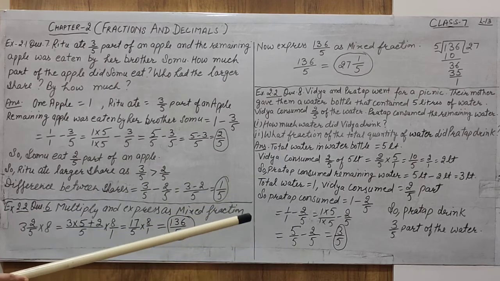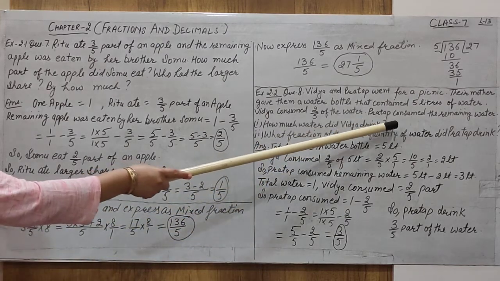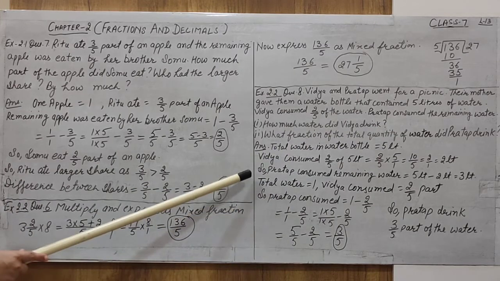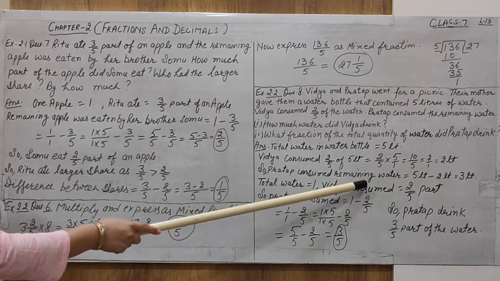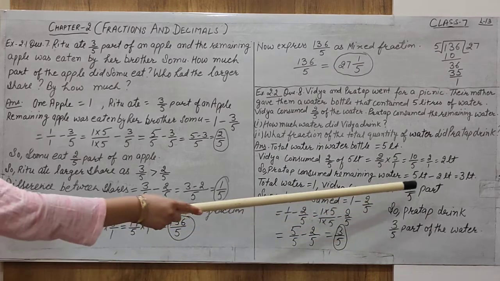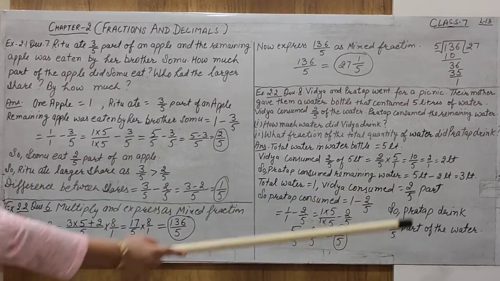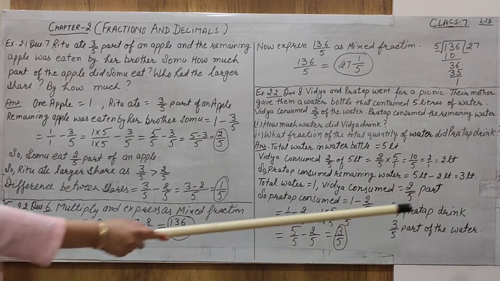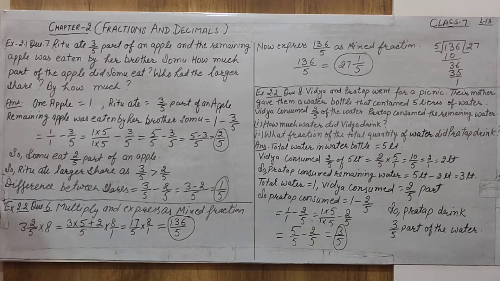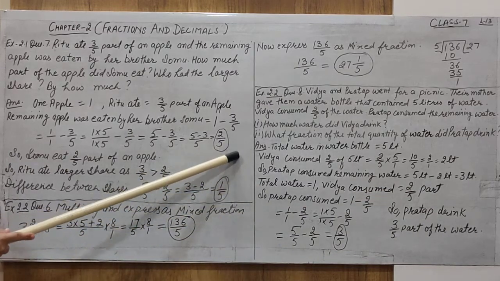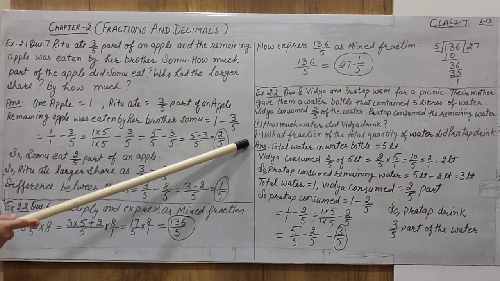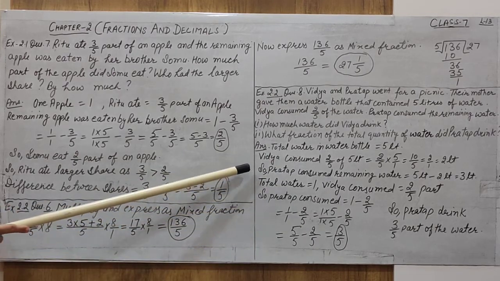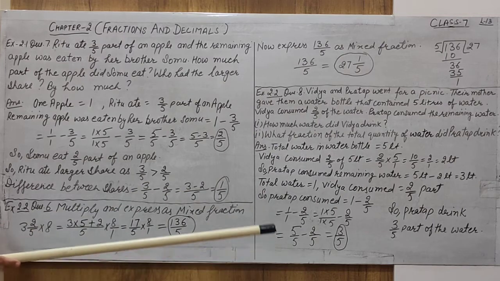Then how much did Pratap consume? Because Pratap consumed the remaining water. How much remaining? Total is 5 liters. Vidya consumed 2 liters. When we subtract these two, we get the answer 3 liters. So I thought you understand these three statements: total water is 5 liters, Vidya consumed 2 liters, Pratap consumed 3 liters.